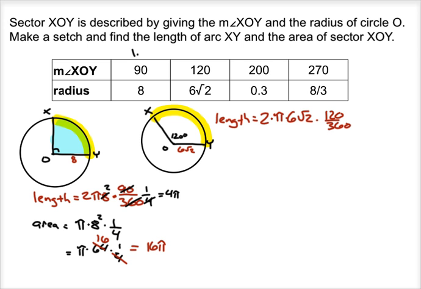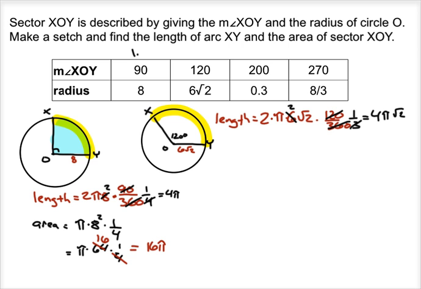Now let's start to reduce where I can. Between 120 and 360, that just reduces to 1/3. I can reduce, 3 goes into 6 twice. And if I multiply what's left, I get 2 times 2 is 4. There's a pi, and there's a square root of 2.